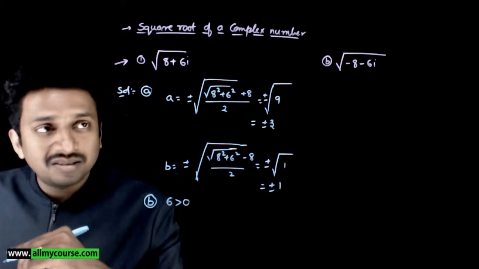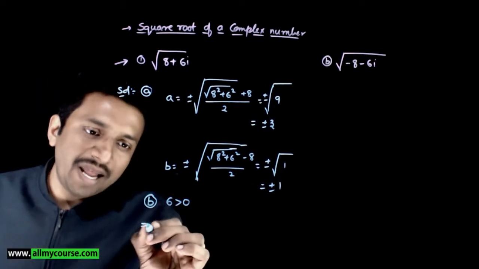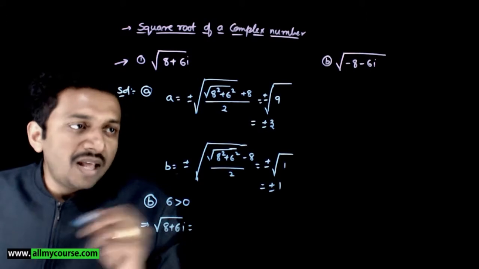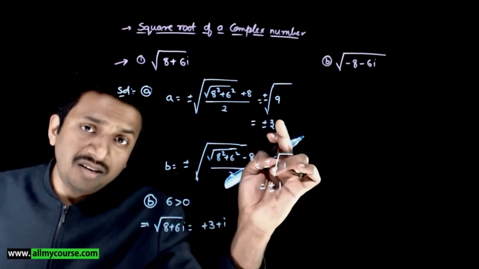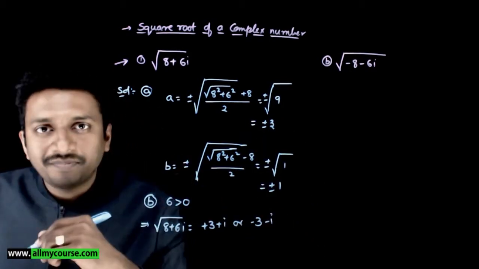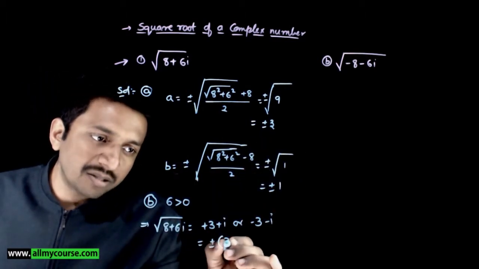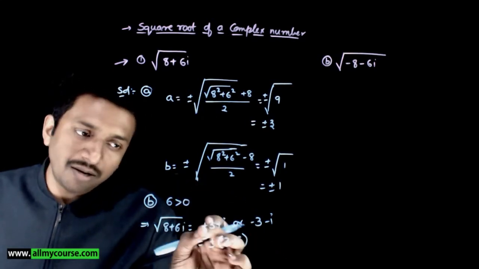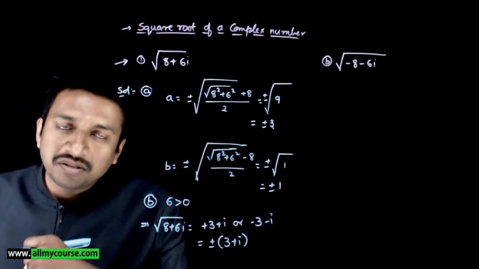That means a and b should be of the same sign. So this implies square root of 8 plus 6i is equal to either plus 3 plus i, or minus 3 minus i. Or you can write it directly as plus or minus of 3 plus i. You take the same signs, both plus signs, and you write plus or minus outside. So I hope you can understand the process.